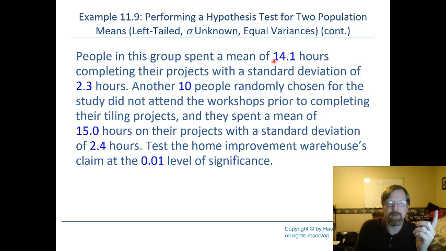So this population spent a mean of 14.1 hours completing projects. The sample standard deviation was 2.3 hours. They talked to another 10 random people who probably bought tiling supplies there, but didn't attend the workshops. They spent a mean of 15 hours with a standard deviation of 2.4 hours. That's fairly similar. And they want to test their warehouse's claim at the 0.01 level of significance.